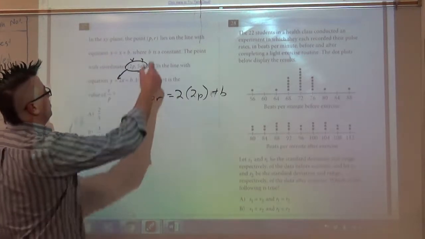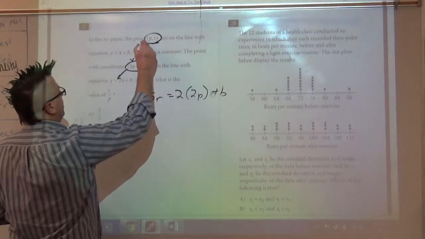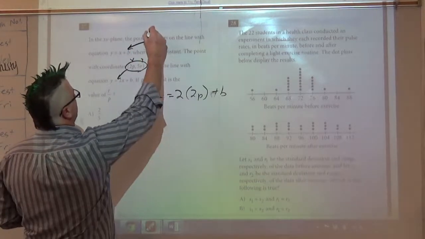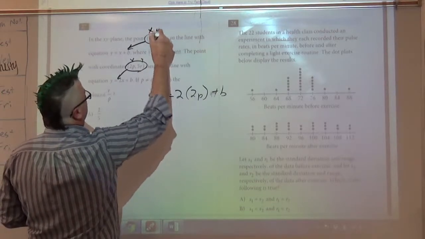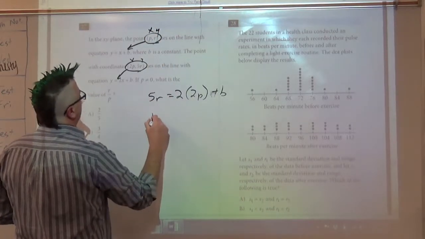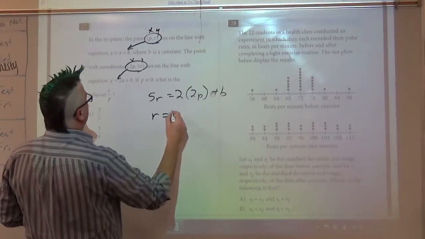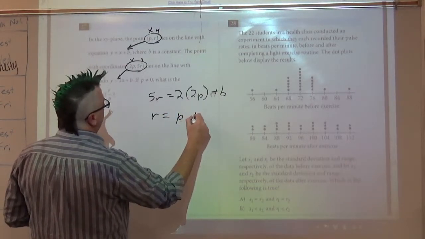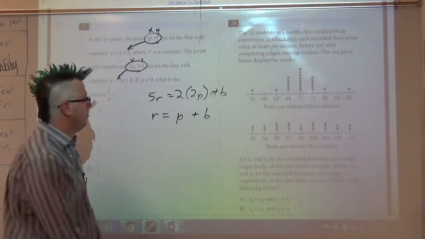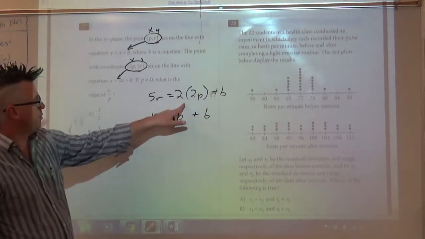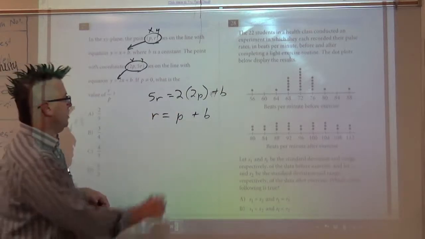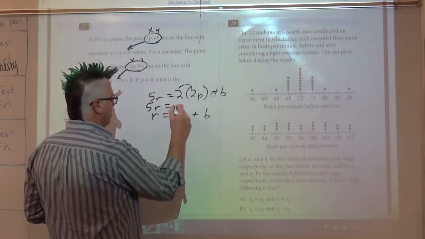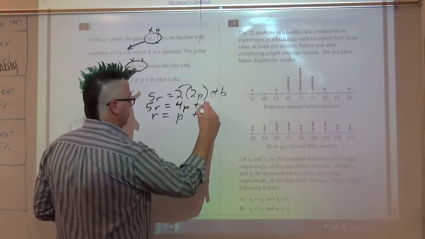Now this part tells me that this point is on that equation. So I'm going to go ahead and put those in there. I'm going to put the p where the x is, and I'm going to put the r where the y is. So r equals p plus b. Now, this top equation, I need to clean this up a little bit. I can distribute. So I have 5r equals 4p plus b.